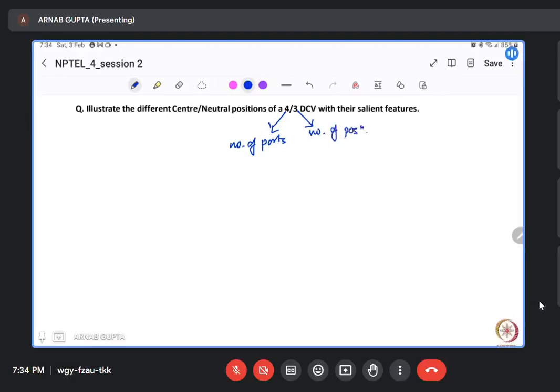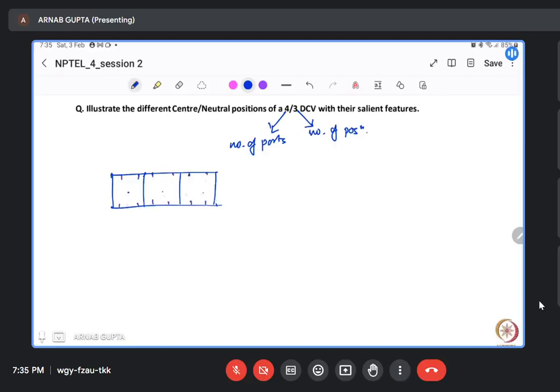A port means where the liquid will be coming into the valve or going out of the valve, and position means the combination of the operation of these ports: from which ports liquid will come in or go out. How many combinations are possible for that particular valve? That is the number of positions. So a 4 by 3 DCV basically means 4 ports and 3 positions. I am drawing a box. There will be three sections to denote the three positions, and there will be 4 ports.